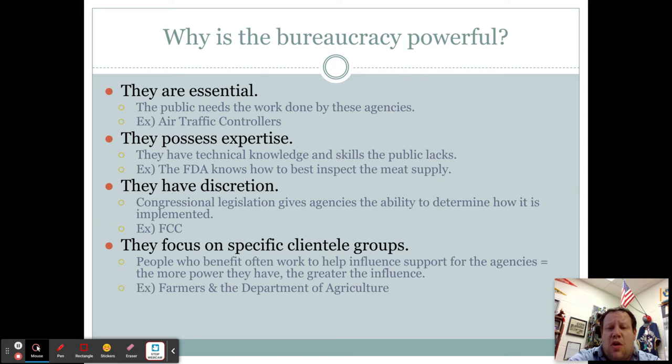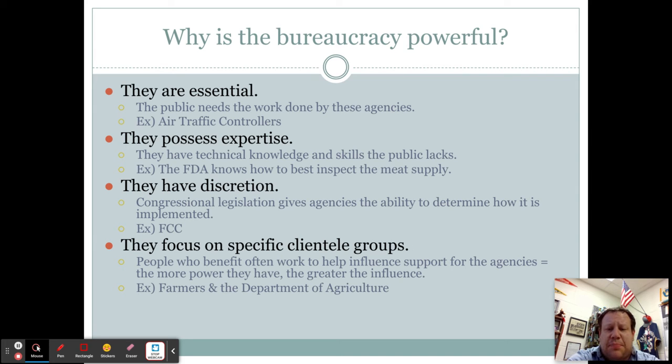I have no idea how to inspect meat, but the FDA does, and so they have a certain set of very special skills, if you will, to quote Liam Neeson, that we don't have, and they're going to use those skills to make sure that things are good. They also have discretion, so they have legislation that they have to follow. Essentially, they give agencies the ability to determine how to implement it. So Congress may tell them to do something, and then they can decide how far to make that happen. Essentially, Congress gives permission to the FCC to regulate what's said on TV, and then the FCC can decide what's going to happen with that, what kind of naughty words you can say, and so on and so forth.